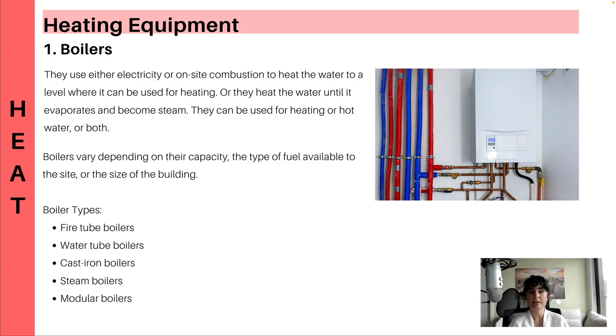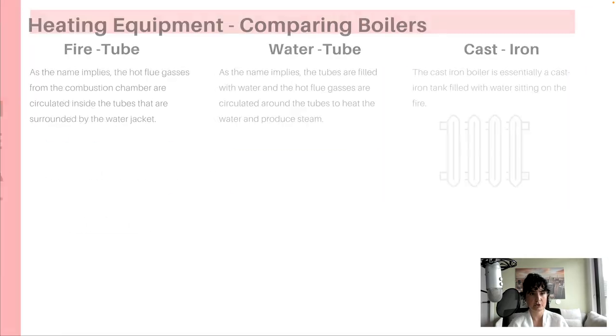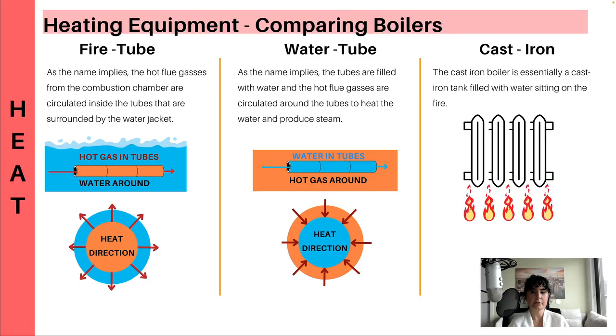Boilers vary depending on their capacity, the type of fuel you have available on the site, or the size of the building. So there are a few different types of boilers. I'm not going to go too much into detail when explaining them, but I think you should be familiar with the names. Fire tube boilers, water tube boilers, cast iron boilers, steam boilers, modular boilers. So let's discuss what are those. The three most common ones that I want to discuss here are fire tube, water tube, cast iron.